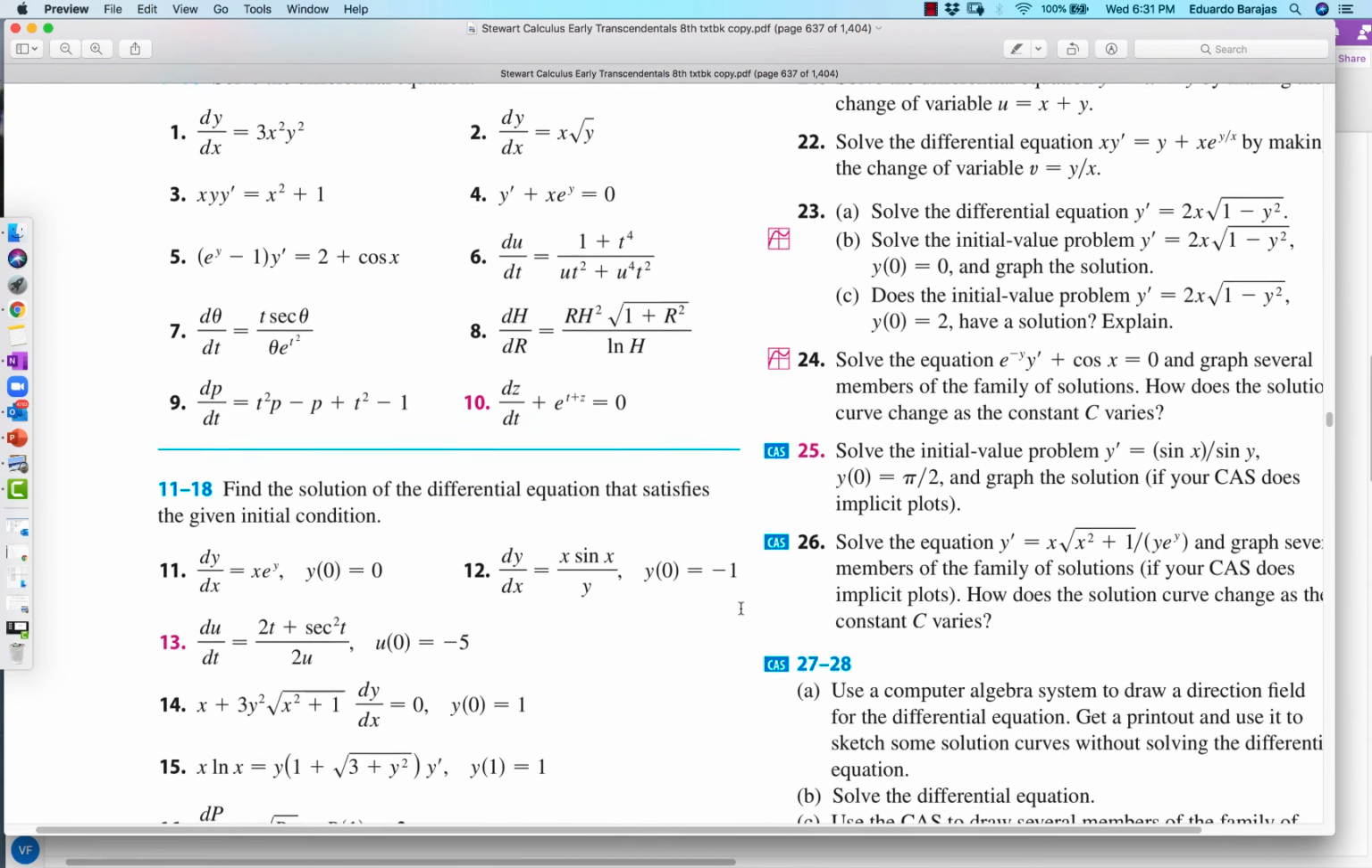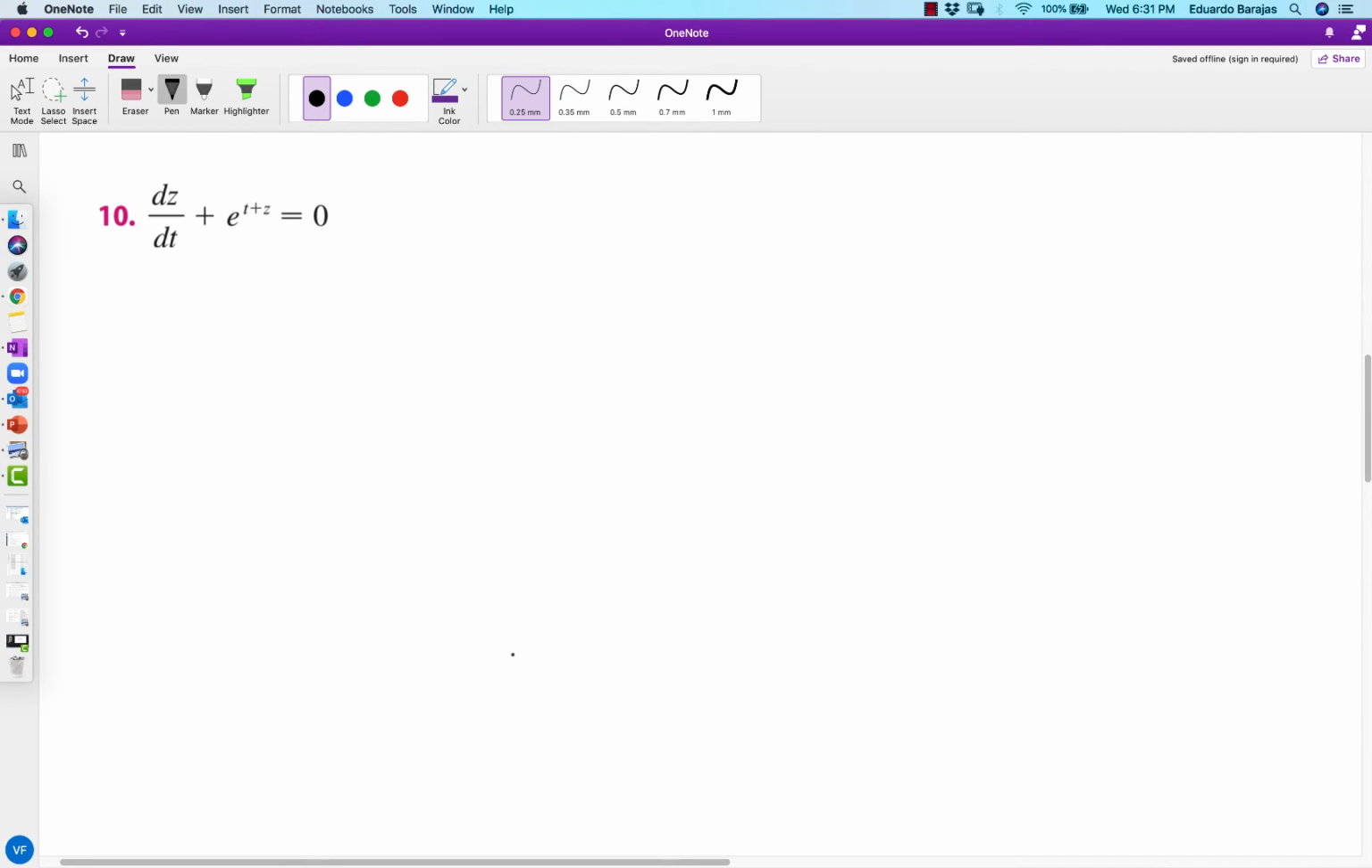Okay, let's try number 10. Solve this differential equation. It's an equation, and it has derivatives inside the equation, so it's a differential equation. Our goal is to find z, to find dz/dt, if we can. Let's see. So first of all, we've got to use our algebra skills to manipulate this, so we can see if it's a separable differential equation.